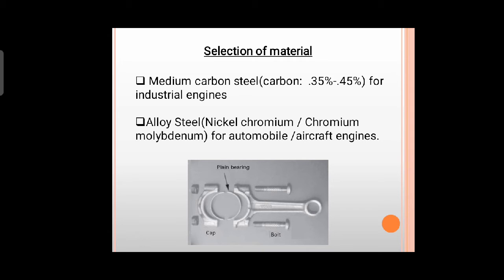Selection of material. Medium carbon steel, carbon 35% to 45%, for industrial engines. Alloy steel, nickel, chromium, molybdenum, is used for automobile and aircraft engines.